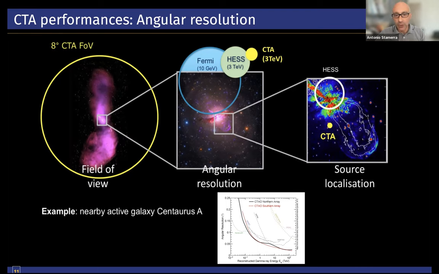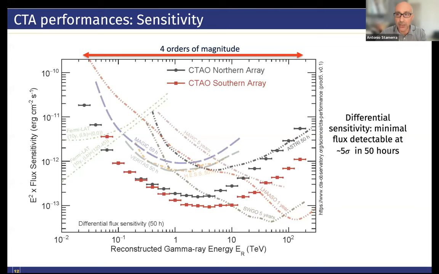Angular resolution is not the same as an optical telescope. It's of the order of 0.1 or less, up to even less than 0.1 degrees. So let's say arc minutes, or of the order of 1 arc minute, depending also on the energy. But this will allow us in any case to have proper morphology studies on a few sources, for example, galactic sources, but also extended extragalactic sources, as you can see here from Centaurus A.